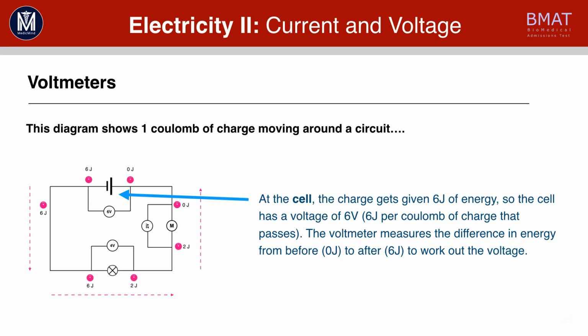This particular diagram shows 1 coulomb of charge travelling around a circuit. There's a voltmeter connected opposite a cell, another voltmeter opposite a motor, and another voltmeter opposite a lamp. The voltmeter opposite the cell is measuring the amount of energy given to this coulomb of charge as it passes. The voltage is 6 volts, which means that 6 joules of energy is given to this single coulomb of charge. The voltmeter is measuring the difference in energy from 0 joules before to 6 joules after to work out the voltage.